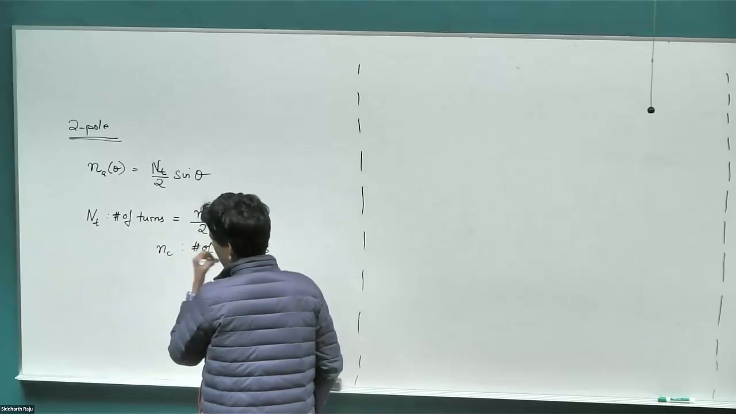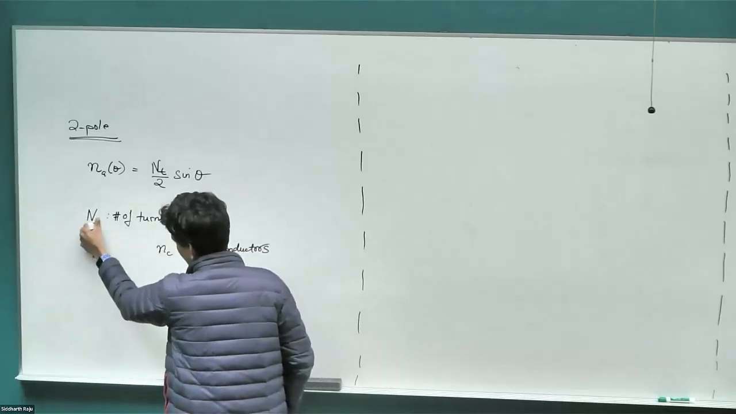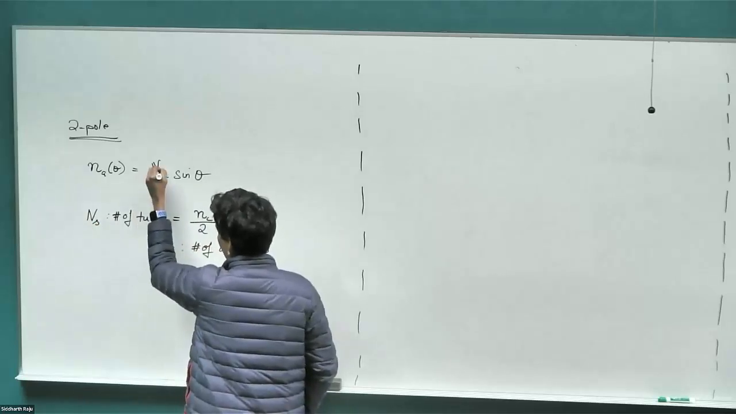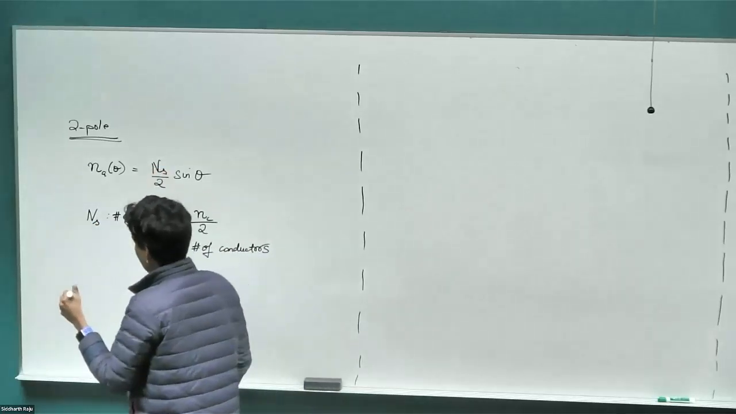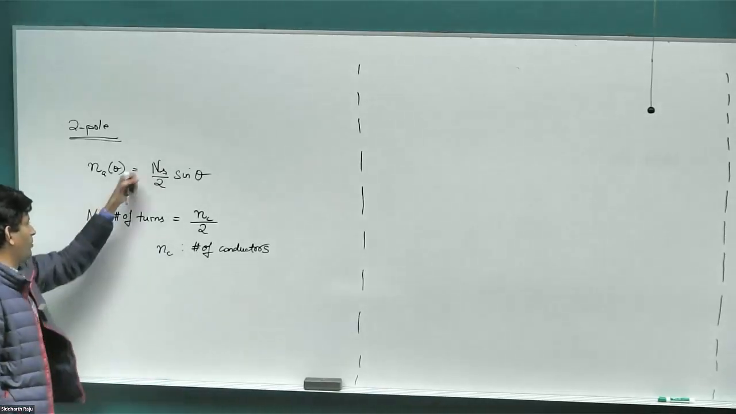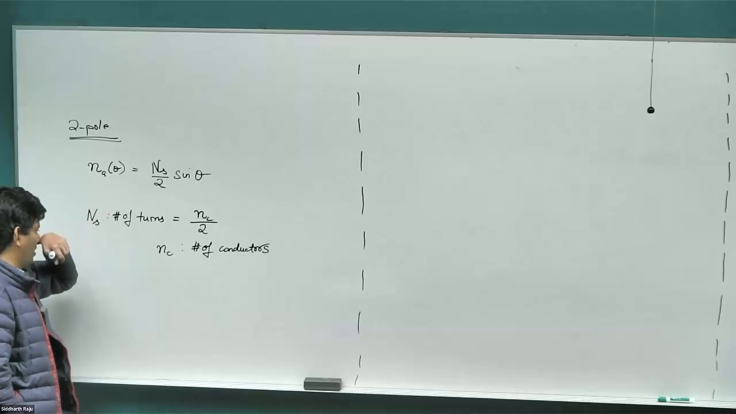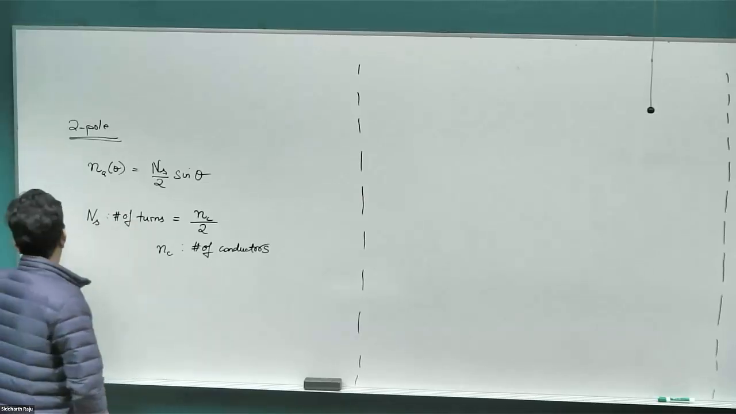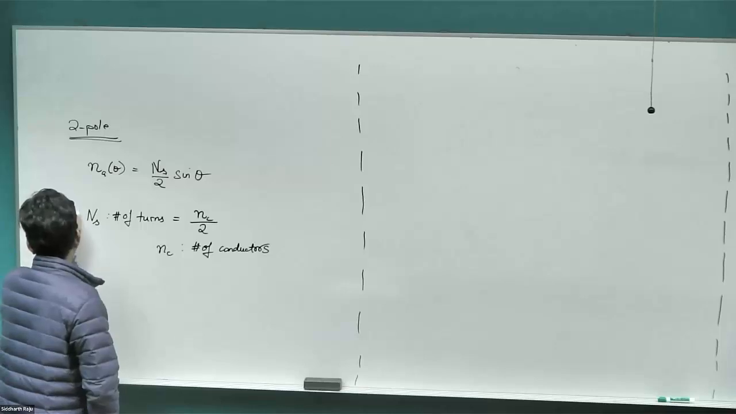Going forward, I'm going to replace this number of turns NT with NS, because when we go to the induction motor, there are going to be windings on the stator. We will look at the rotor as a set of windings as well. So we want to use NR for rotor and NS for stator. We're going to drop the T, but NS just means number of turns.